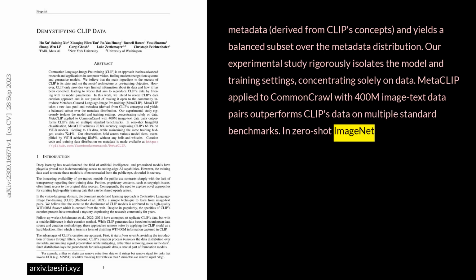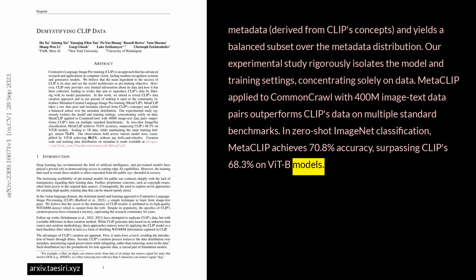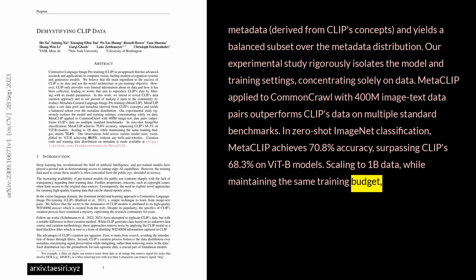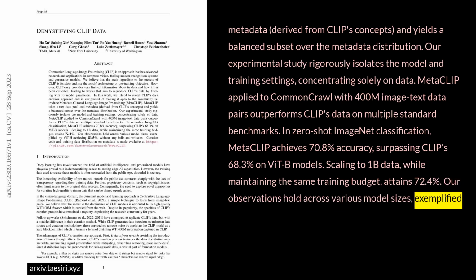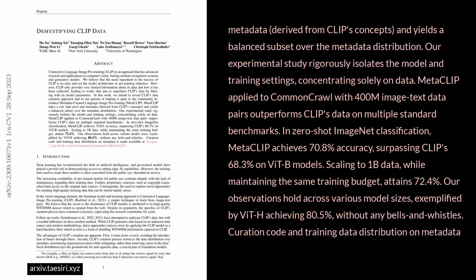In zero-shot ImageNet classification, MetaCLIP achieves 70.8% accuracy, surpassing CLIP's 68.3% on ViT-B models. Scaling to 1B data, while maintaining the same training budget, attains 72.4%. Our observations hold across various model sizes, exemplified by ViT-H achieving 80.5% without any bells and whistles. Curation code and training data distribution on metadata is made available at the project's website.